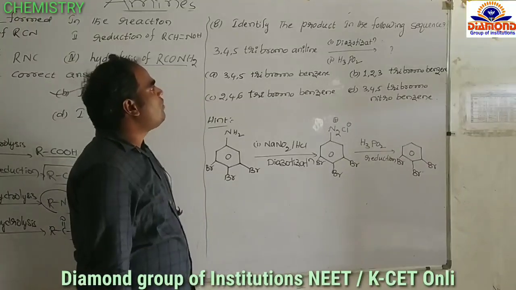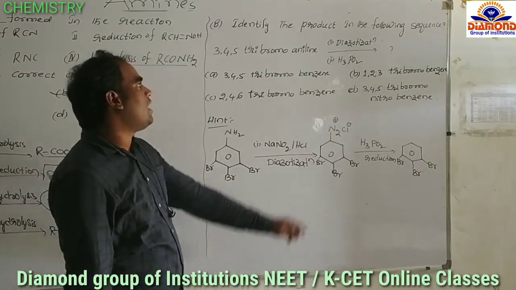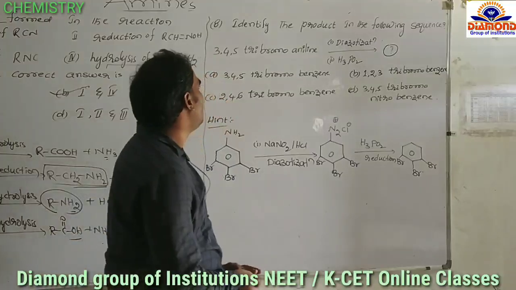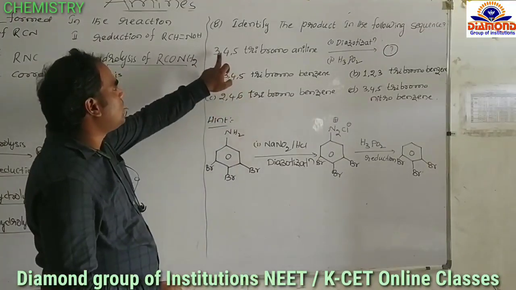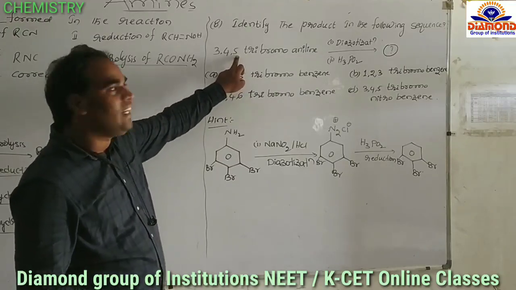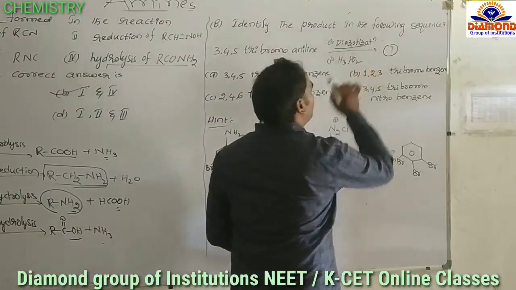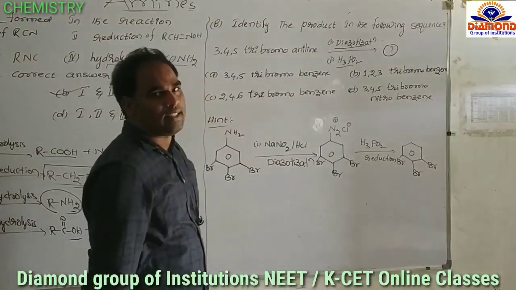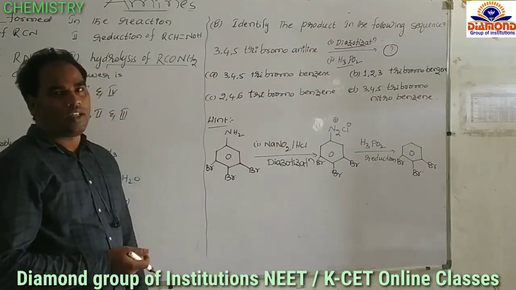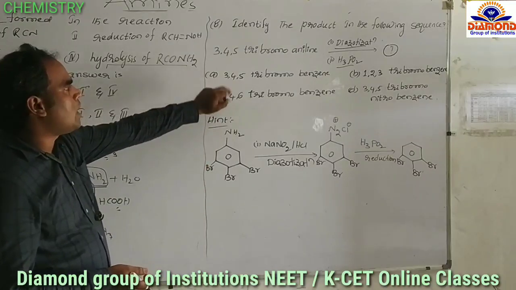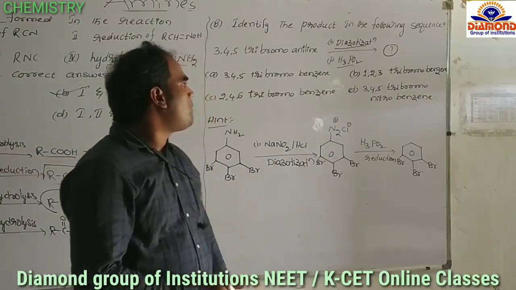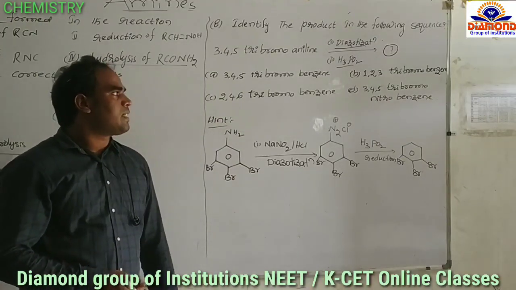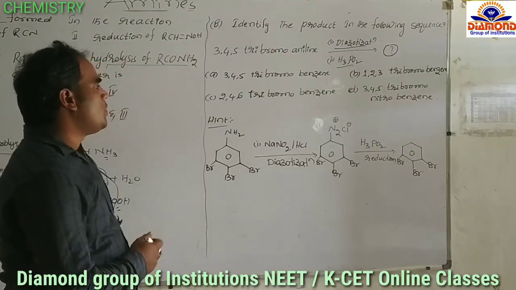Eighth question: identify the product in the following sequence. They have given one equation and the question is, what is the product? The reactant is 3, 4, 5 tribromoaniline. It undergoes one, diazotization, and two, reaction with hypophosphorus acid. Then what is the final product? Option A, 3, 4, 5 tribromobenzene. Option B, 1, 2, 3 tribromobenzene. Option C, 2, 4, 6 tribromobenzene. Option D, 3, 4, 5 tribromonitrobenzene. So these are the options.